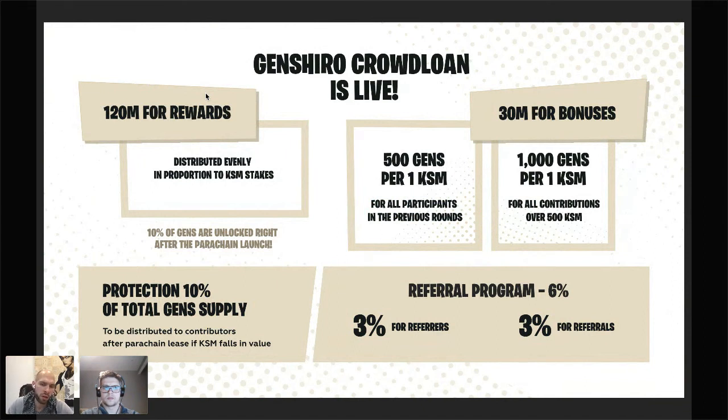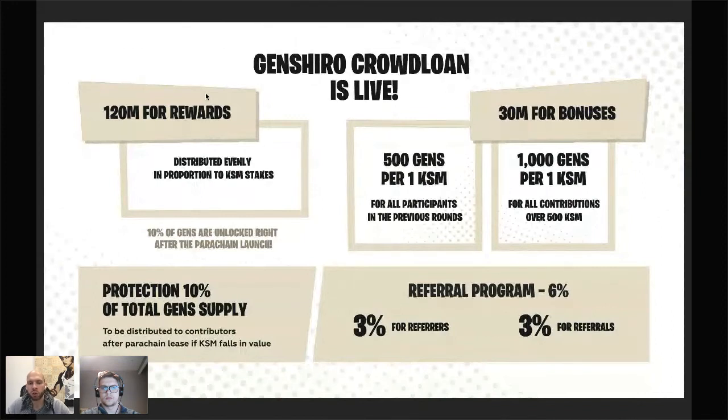As we have already done in the previous campaigns, we are also introducing the protection policy within this campaign as well. So your risks of KSM downside are secured according to this policy. We have allocated 10% of the overall GENS supply for this protection, and these tokens will be distributed to crowdloan contributors after the parachain lease if KSM falls in value.